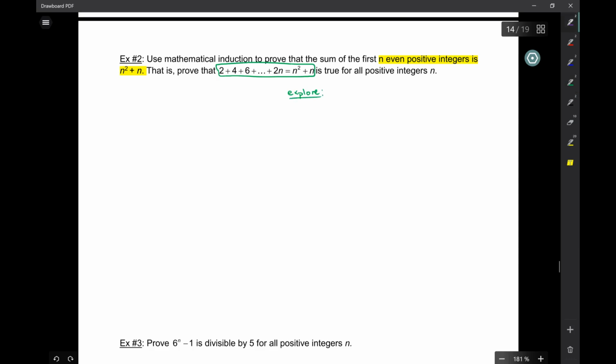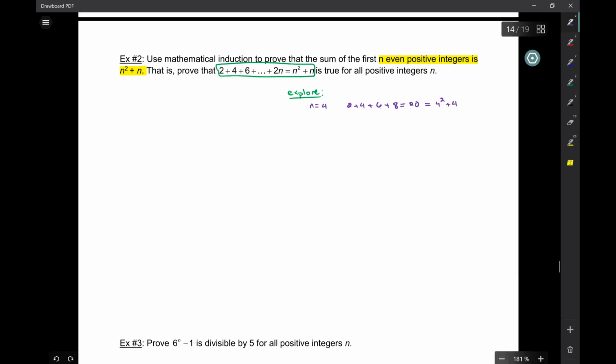Okay, pick a number for n. I picked 6 before. Let's do a smaller one. Let's do n equals 4. Okay, so when n equals 4, what does this look like? 2 plus 4 plus 6 plus 8. How much is that? 20. Okay, so it's supposed to be n squared plus n, right? It's supposed to be 4 squared plus 4. Does that work out? Yeah, okay.